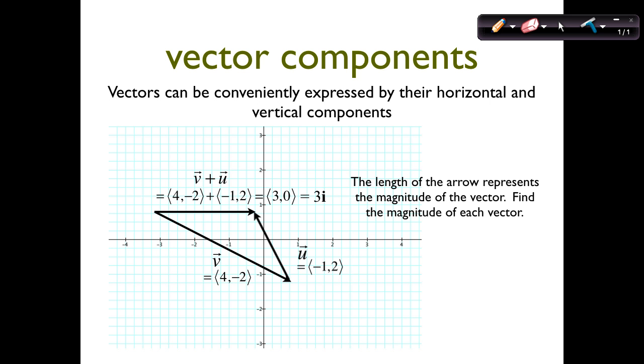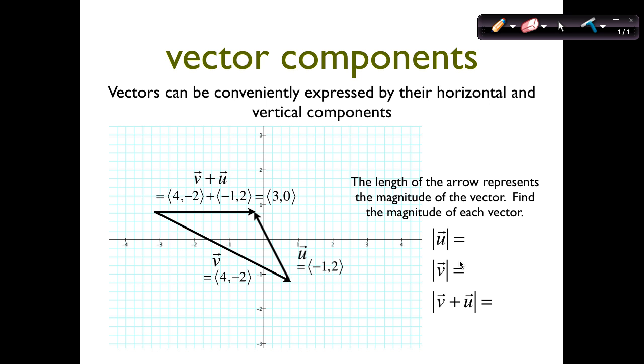All right, so now I want you to, we haven't done this, but I'm going to have you figure it out. Pretend you've never done vectors before, and your task is to find the magnitude of v. The magnitude of v is represented by the length of that vector. So you're going to work at your table. Find the magnitude of v and the magnitude of u. I have not told you how to do this, but you're going to draw on your past experience.